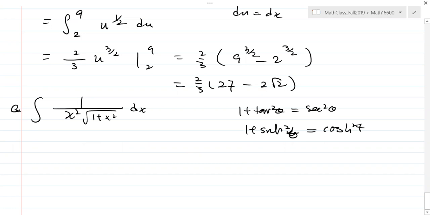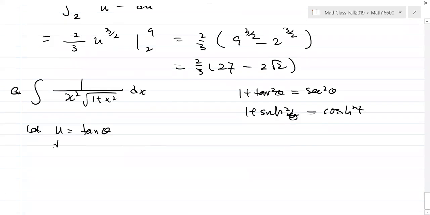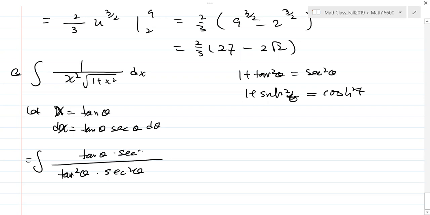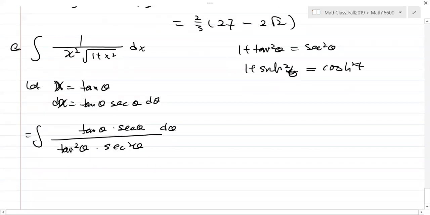Okay, but I will try to use the trigonometric substitution, x equals tangent theta, and dx equals secant squared theta d theta. Okay, let's put it into the integral. So x squared is going to be tangent squared theta. 1 plus tangent squared theta is going to be secant squared theta. Then dx is going to be secant squared theta d theta, okay? So at least you can cancel, and secant theta has canceled out.